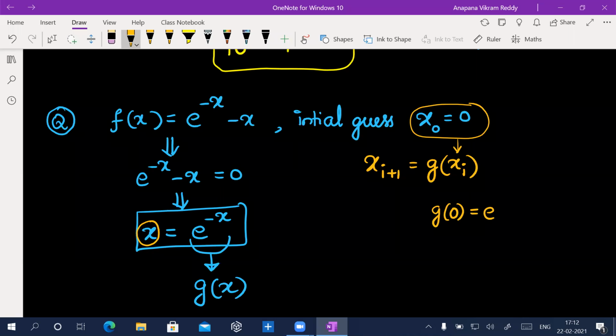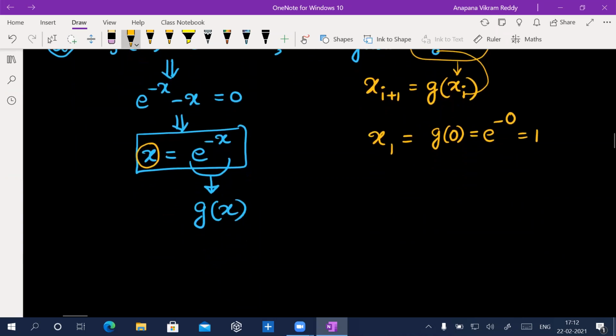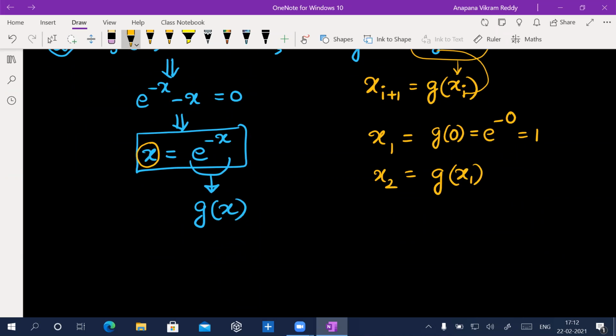My g of 0 is equal to e power minus 0, that's equal to 1. So when I put i equal to 0, g of x0, so g of 0 equal to 1, so x1 equal to 1. Similarly, find x2. So what is x2 here? x2 is equal to g of x1, right? Now what is x1? This is 1. So this is nothing but e power minus 1. What is e power minus 1 here?